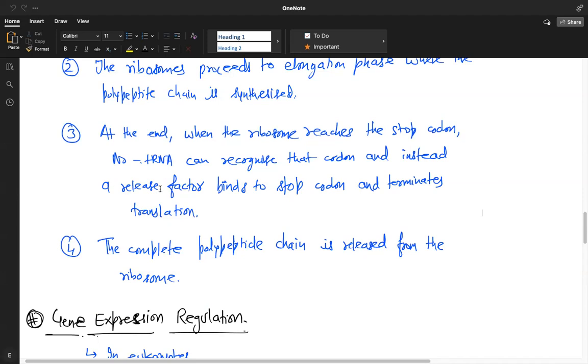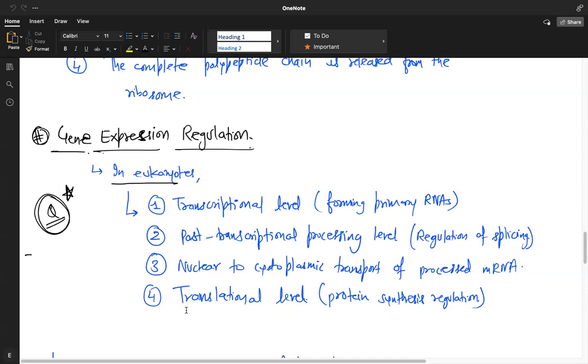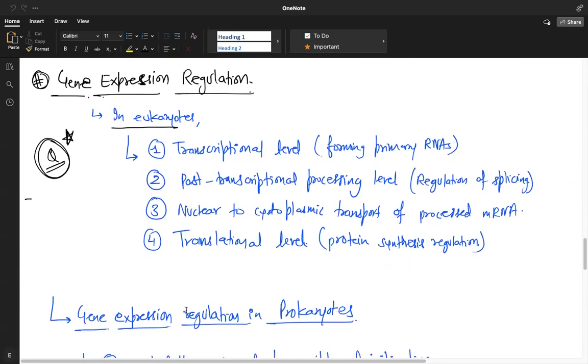So this protein is also called the release factor. Then we went on to study gene expression regulation. Now, at how many different levels can you regulate gene expression? In eukaryotes, we learned that there are many levels at which gene expression can be regulated.